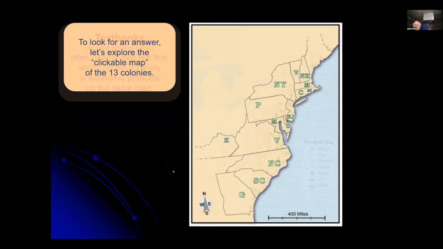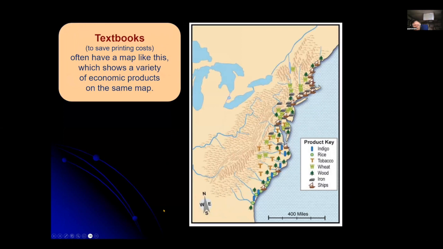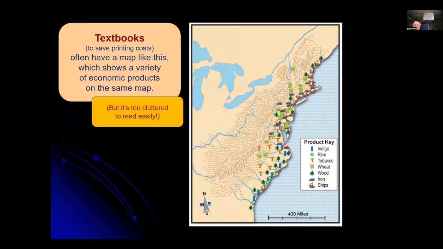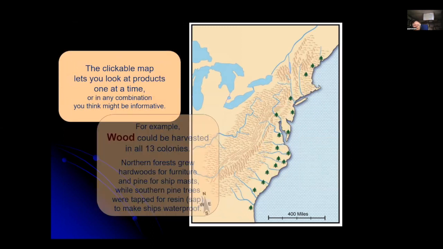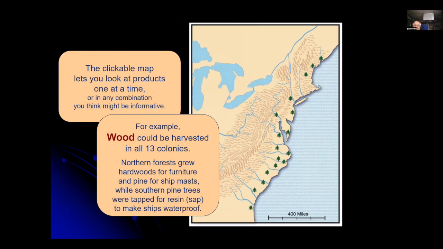Here we could go out to the clickable map, and if you put on all the products, the typical map that you will see in a textbook, it's just kind of too cluttered to read. So the advantage of the clickable map is that you can look at individual things. So wood could be harvested in all 13 colonies, but it wasn't the same kind of wood. It was high value wood for furniture and for ship masts. Southern pine trees were basically tapped for turpentine and for tar that you could use to seal ships. That was a much lower value product.